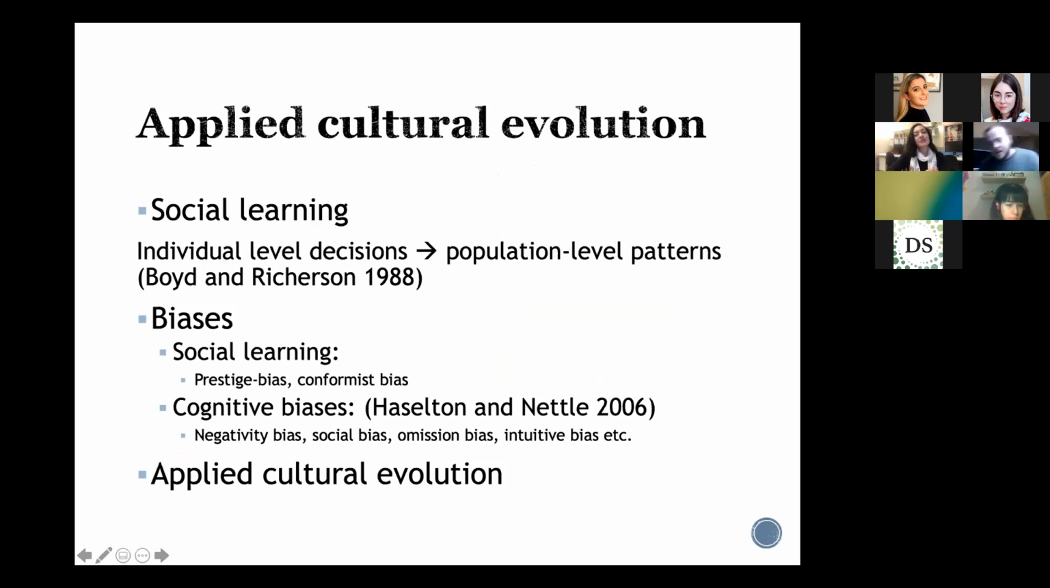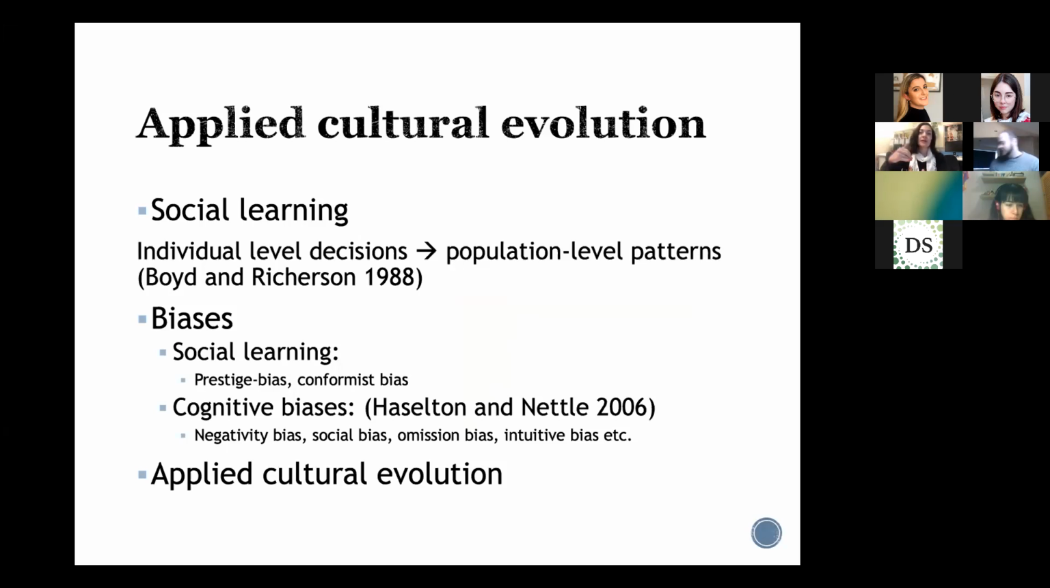So cultural evolution deals with understanding how information is transmitted from one person to another by social learning processes. And eventually it deals with understanding how these individual level decisions, individual level social learning processes, result in population level cultural patterns. It also deals with understanding what information is more likely to be copied and more likely to persist in population. And the theory predicts that we have some biases. For example, we have some biases in our social learning.